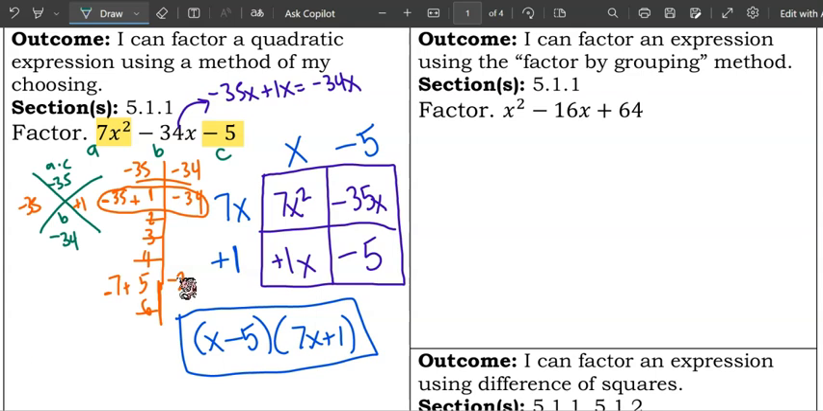Outcome: I can factor an expression using the factor by grouping method. This is also in section 5.1.1. We'll factor x squared minus 16x plus 64. A times C is 64, our B is negative 16. Find two numbers that multiply to 64 and they add to negative 16.